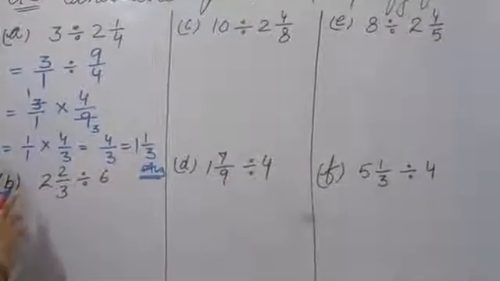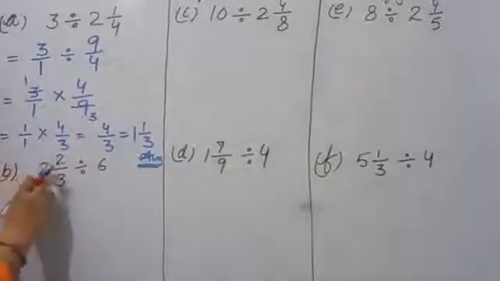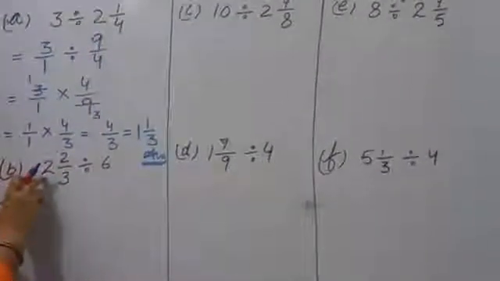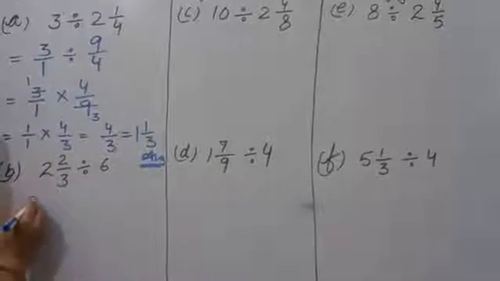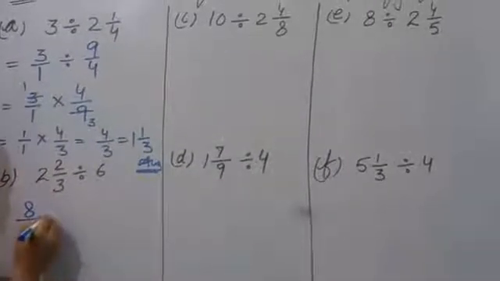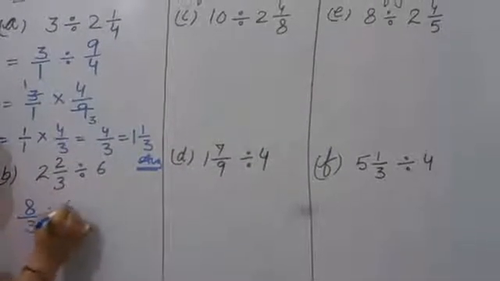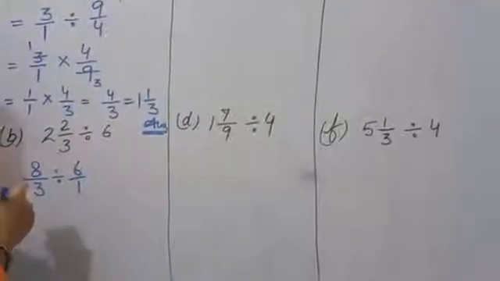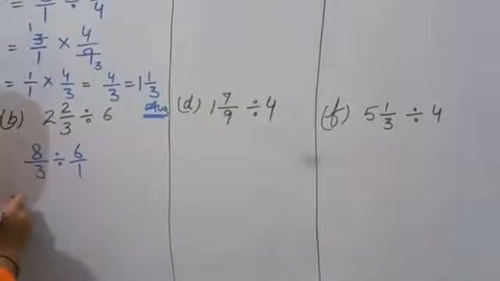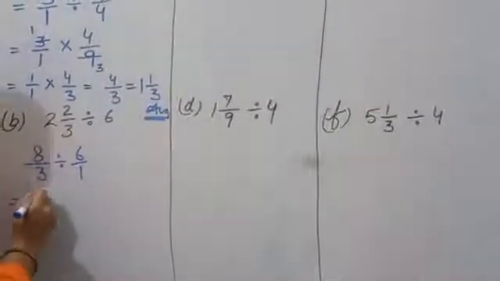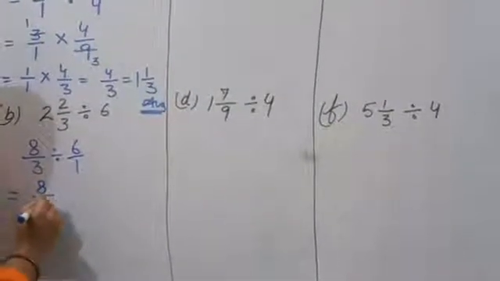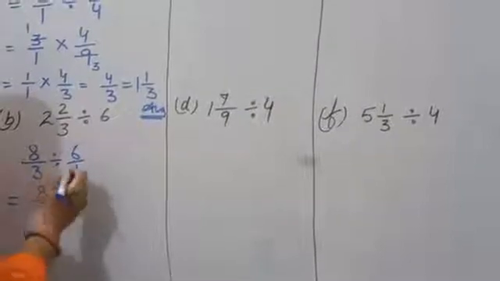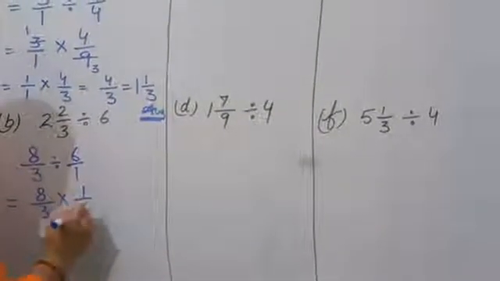Okay. Now next it's B part. 2 whole 2 upon 3. So 3 2s are 6, 6 plus 2, 8. 8 upon 3 divided by 6 upon 1. Now it's like question second. Now we will change it into multiplication. So 8 upon 3, divide will change into multiply. Now it's 1 upon 6.